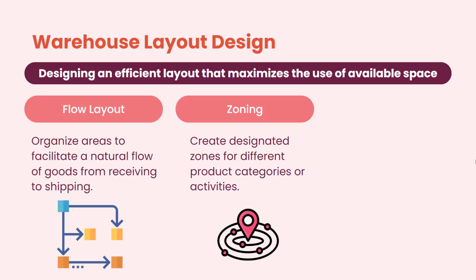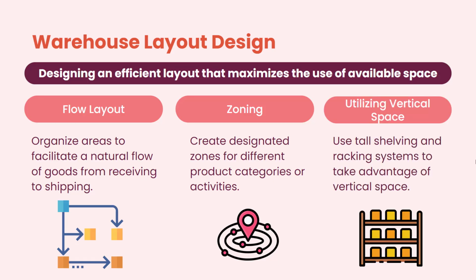Second is zoning, where you demarcate designated zones for different product categories or activities, like separate areas for quality check, documents, packing, sorting, etc. And third is utilization of vertical space, where you use tall shelves and racks to take advantage of vertical space.